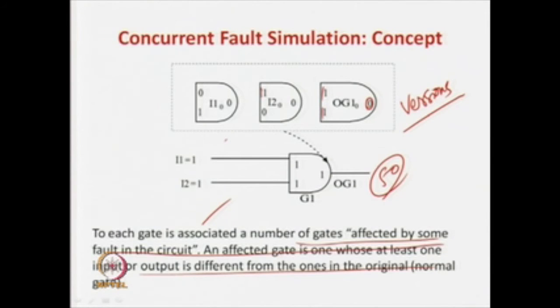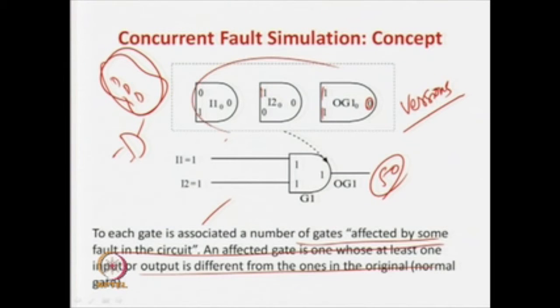See, each gate is associated with a number of gates affected by some faults in the circuit. So, to each gate you have to attach a bubble. So, this is one gate, say, and you have to attach a bubble. This bubble will comprise all other versions of the same gate with different faults in the circuit. So, if there are some 30 faults in the circuit, your bubble will have some 30 faults which are affecting the circuit. I mean, if you have some 30 faults which affect this gate, obviously, then only you will have that fault gate list in that bubble.